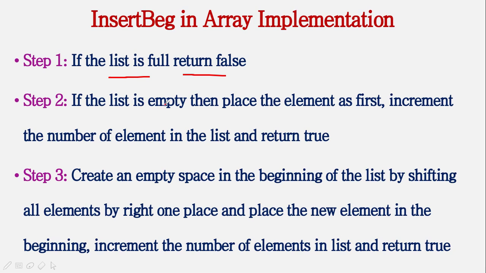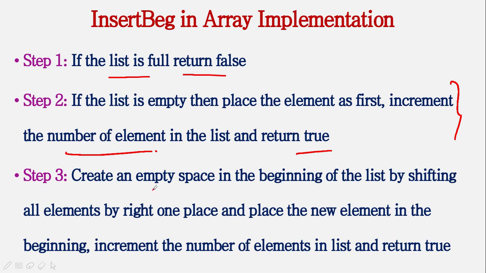In this case, if the list is empty, then place the new element as the first element, increment the number of elements in the list, and return true. Actually, the return value of the operation is going to say whether it has been done successfully or not. So I am going to have a boolean. If the operation was successful, I am going to return true, otherwise I am going to return false. During implementation, let us see how we can do it. This is a special case that we are talking about in the algorithm. In implementation it may not be required, that we will see.